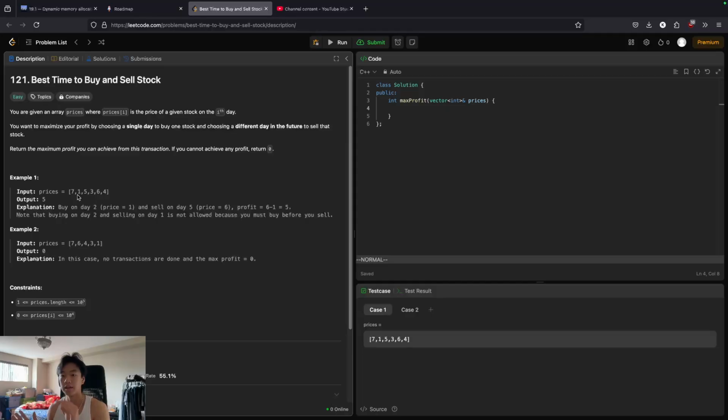Then we'll do it again. We'll do 6, and we see 6 is greater than 3. 6 is greater than 1, and then we calculate profit and return, and we'll do that until we've gone through the whole length of the array.